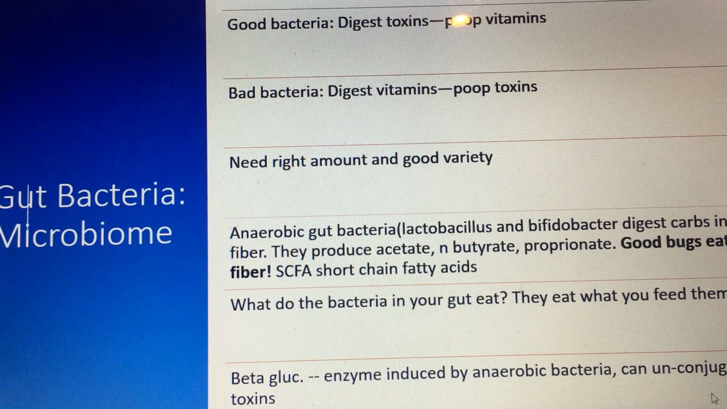You need just the right amount of good bacteria. You need the right amount and a good variety. And it's also okay to have a couple of bad bacteria in there, as long as they're not the predominant.